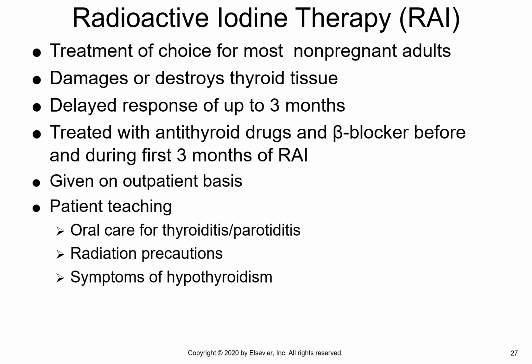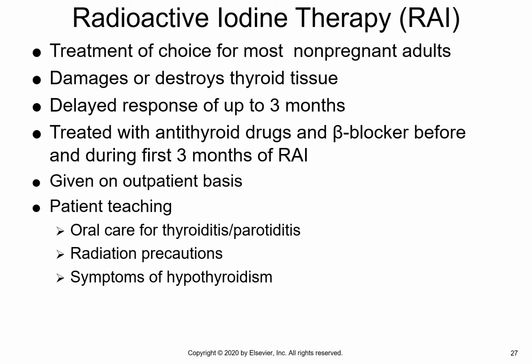So radioactive iodine therapy is a treatment of choice for most non-pregnant adults. RAI damages or destroys thyroid tissue, thus limiting thyroid hormone secretion. It has a delayed response. The maximum effect may not be seen for up to 3 months. For this reason, the patient is usually treated with anti-thyroid drugs and propranolol before and for the 3 months after starting RAI until the effects of the radiation become apparent.